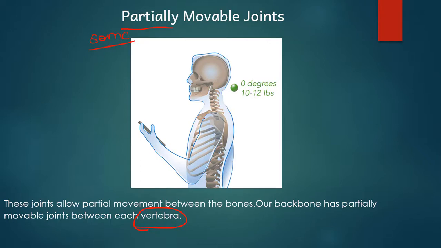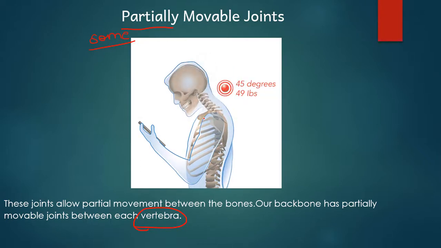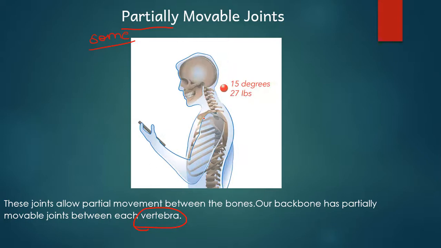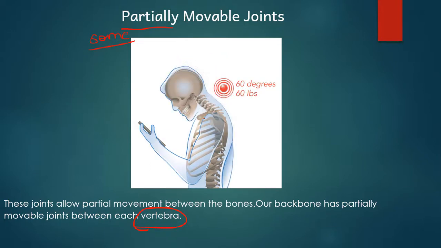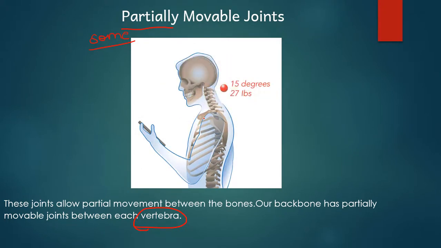If you want to bend your vertebral column to 360 degrees, you cannot. You can only bend this much. Try to bend it more, and the person will not be able to do that, because such joints are partially movable joints.